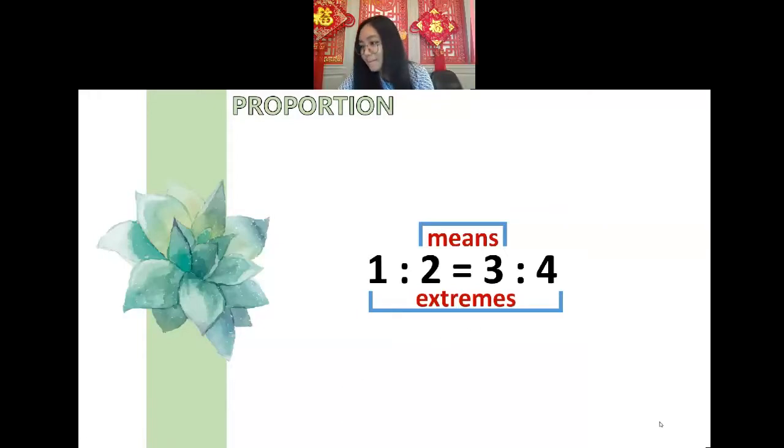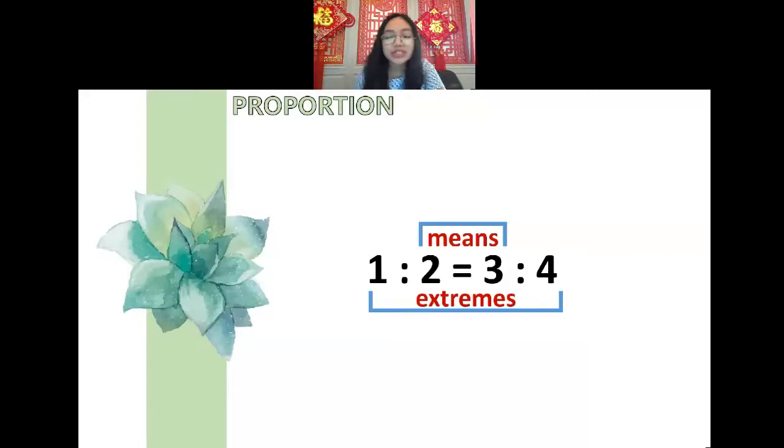Let's call number room 5. Jiracon, Juanit. Jiracon, open your mic. What do you think? Is this a proportion or not? If you're going to multiply or find the product of 2 times 3 and 4 times 1, do you think it is a proportion, yes or no? No. No, yes. Okay, let's check if your answer is correct.